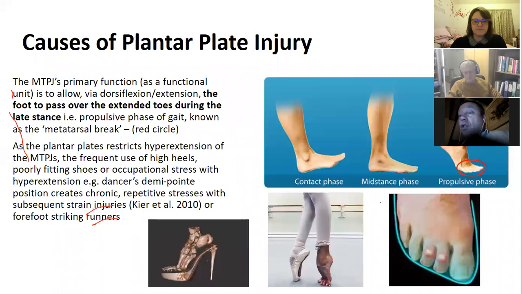Okay, but there are other causes too, and this is what I want to look at now. As we said before, the metatarsophalangeal joints are principally there. They're all 5 of them. Their function is to, via plantar flexion and dorsiflexion, but principally dorsiflexion, allow the foot to travel over them. So the proximal part of the foot travels over the metatarsophalangeal joints at push-off, and the toes are nice and extended, 5 levers, all gripping the ground, ready for that push-off. And that push-off you can see in the red circle in the diagram is known as the metatarsal break. So that's what we want. We want a good metatarsal break at push-off.